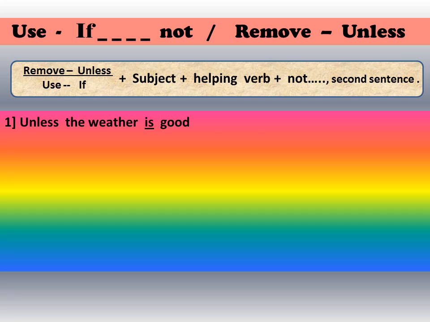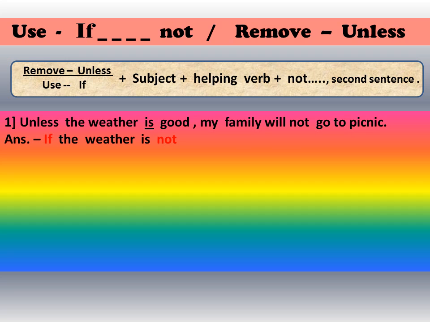Unless the weather is good, my family will not go to the picnic. In this sentence, the sentence begins with unless and the helping verb is is. At the place of unless, we can use if, and after the helping verb we can use not. The answer is: if the weather is not good, my family will not go to the picnic.